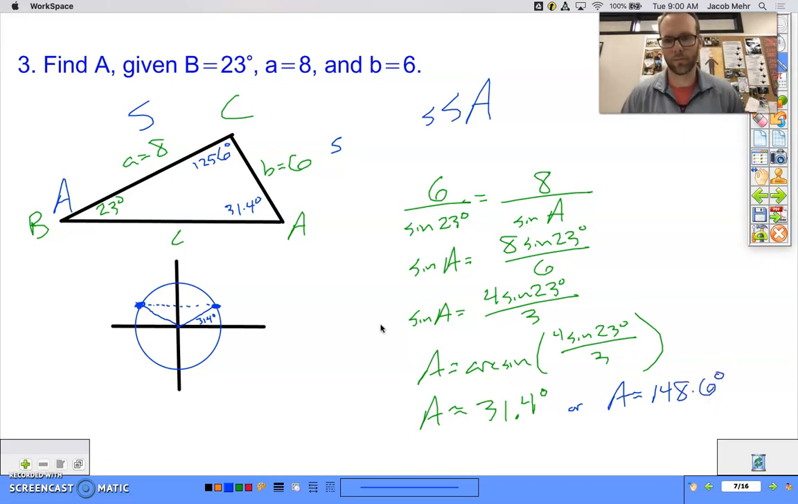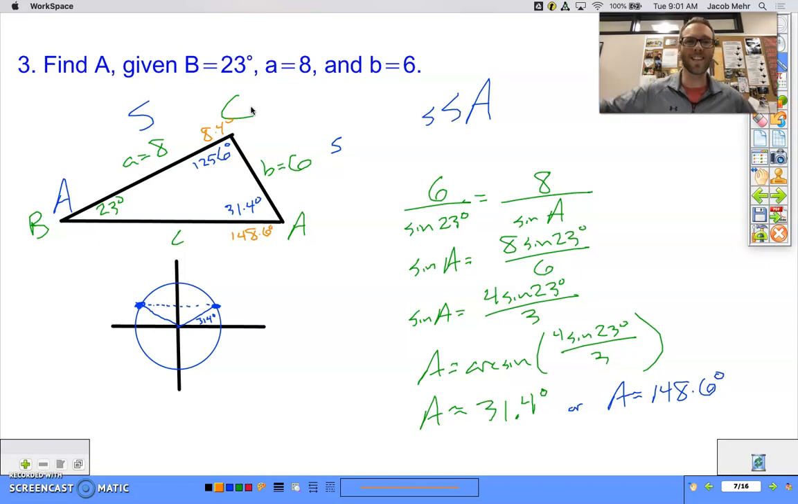Okay. Remember when I got this 31.4 degree angle, right away I popped those in and I said, if this is 31.4, then angle C has to be 125.6. What I want to do now is say, if A was 148.6, what's angle C now? So here I'm going to take 180 minus 23 minus 148.6, and I get C to be 8.4 degrees.